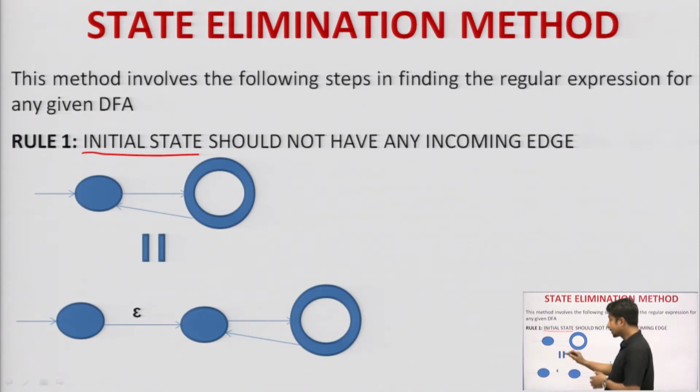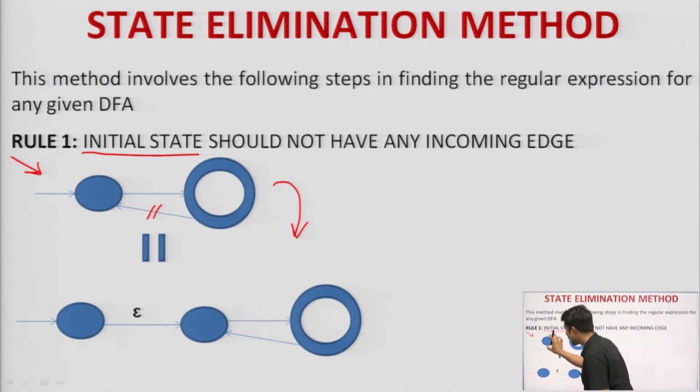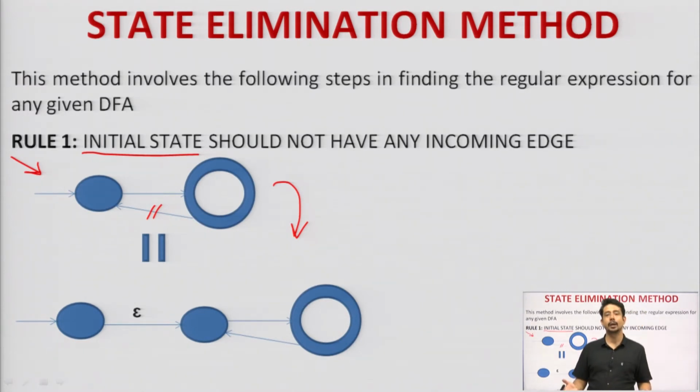If you look into this example automata, this is the initial state. Is there any incoming edge? Yes, there is an incoming edge. If you find this kind of scenario, you need to convert it into this form. This initial state will now become a normal state, and I have to use one more state as the initial state, and between that new initial state and the normal state you need to use an epsilon transition. That is the only way to handle this.